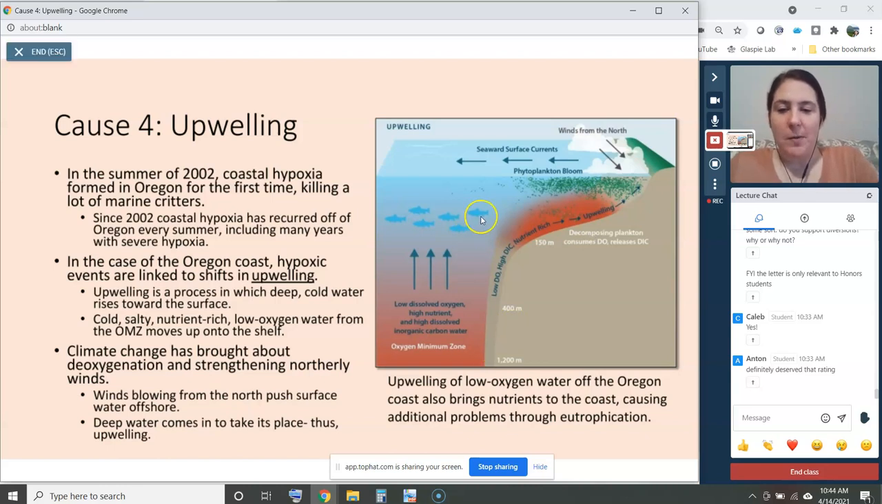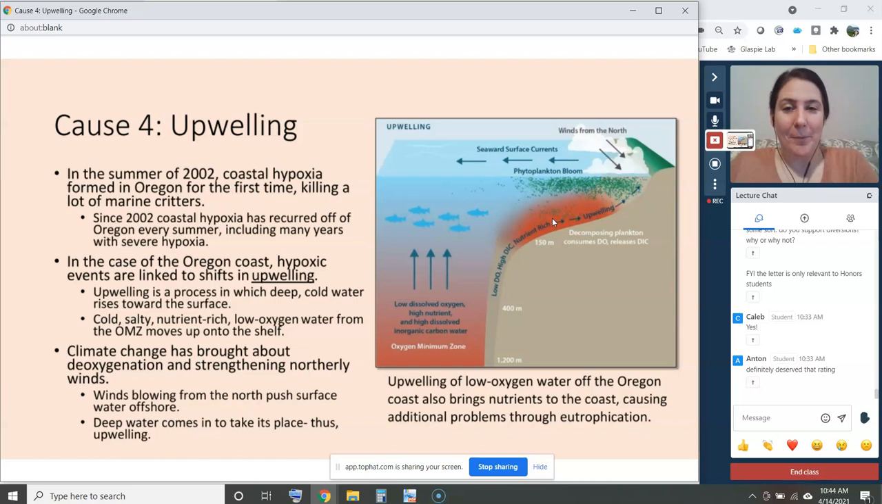Upwelling is a process where deep, cold water rises towards the surface, and what you end up getting is cold, salty, nutrient-rich, generally low oxygen water from the OMZ, moving up onto the continental shelf and into shallower and shallower waters. The reason for this happening is, of course, due to climate change.